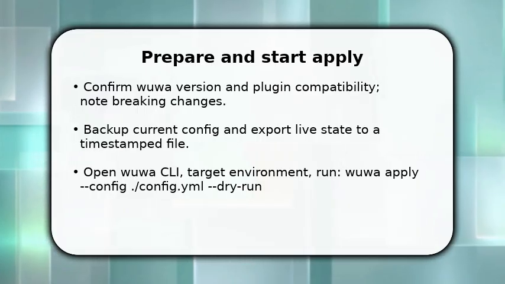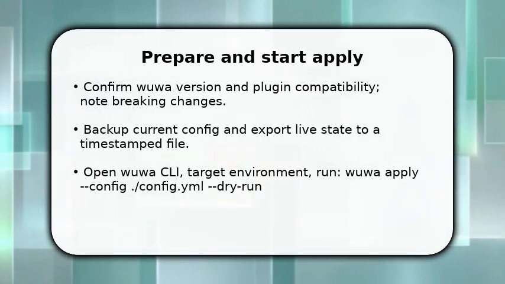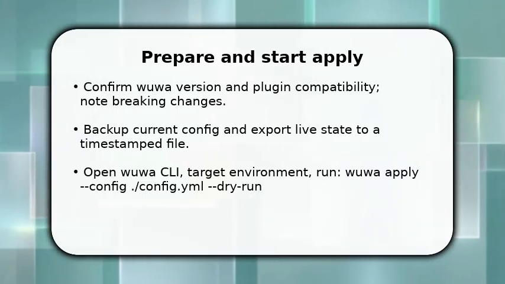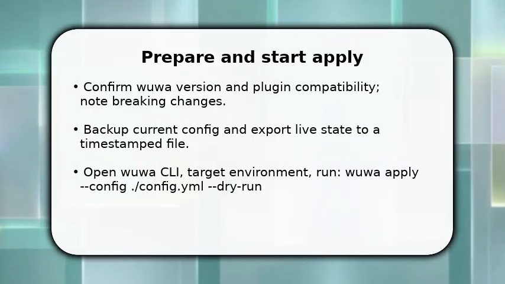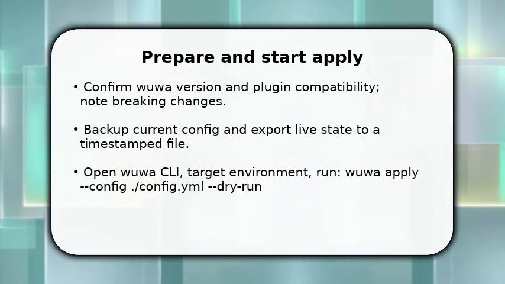Next, open the Wuwa CLI, target the intended environment, and run a dry run apply using the local config file. This shows plan changes without making them. This sequence prevents screw-ups early, gives visibility into diffs, and sets you up to proceed safely into actual execution.